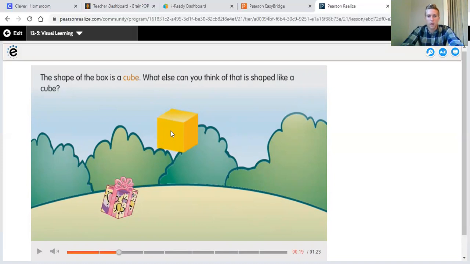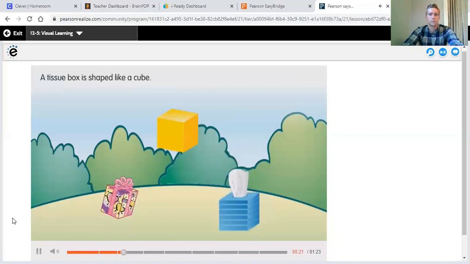But again, solid shapes mean 3D, means it's thicker, right? The box has some thickness to it. You can feel it. And it's a cube shape. So it says, what else can you think of that is shaped like a cube? What are some other things that are shaped like a cube? Give me some answers. Yell them out, come on. Oh, I'm hearing some good ones. Let's check if yours is on here. A tissue box is shaped like a cube.